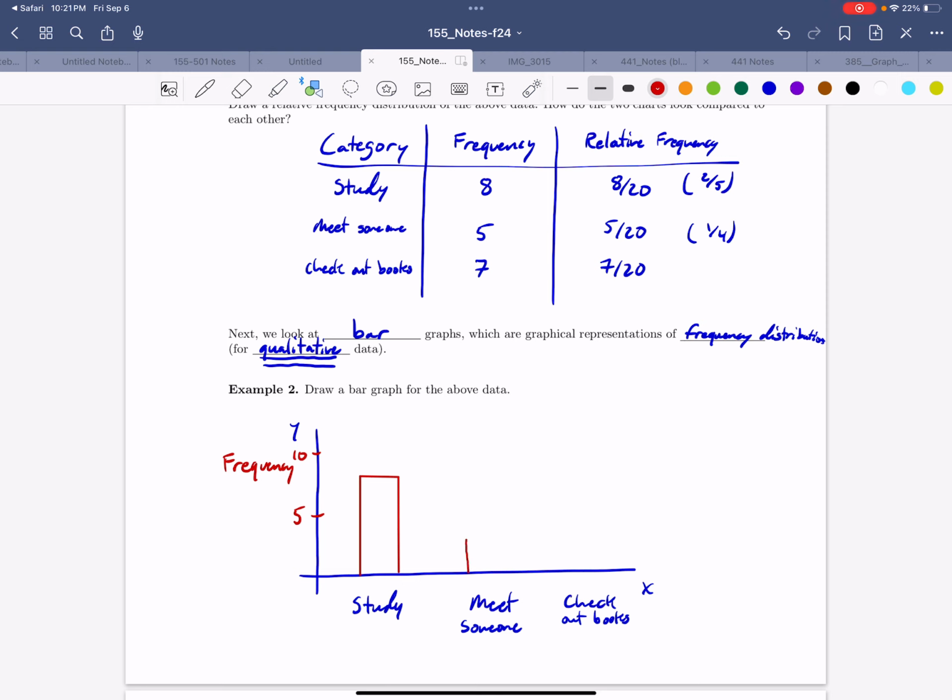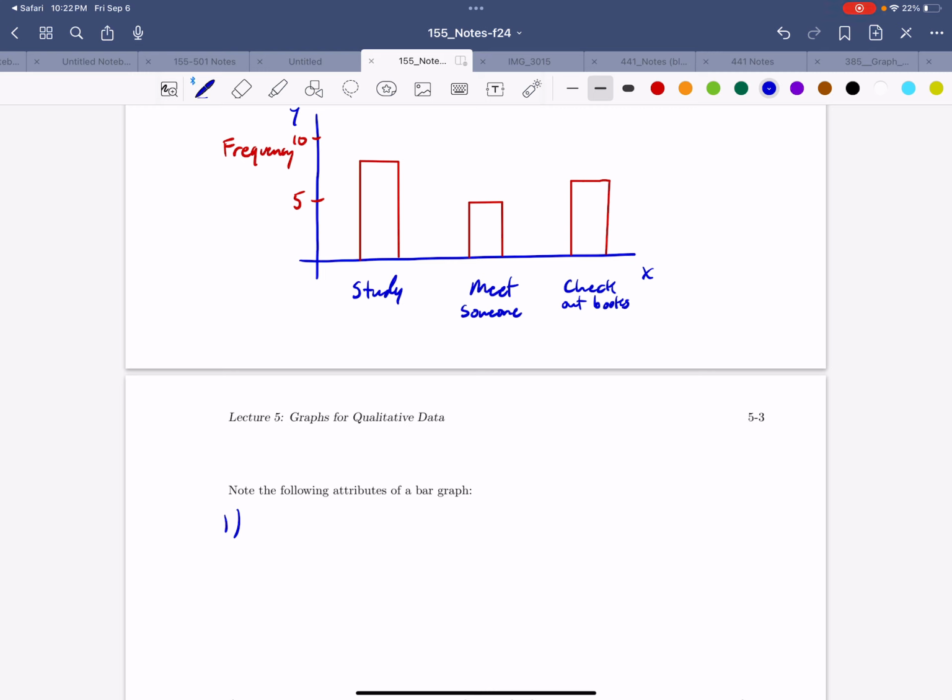Okay, so note the following attributes of this bar graph. Number 1, the x-axis consists of categories. Right, that's qualitative data. Number 2, the y-axis consists of frequencies, right, for each category.